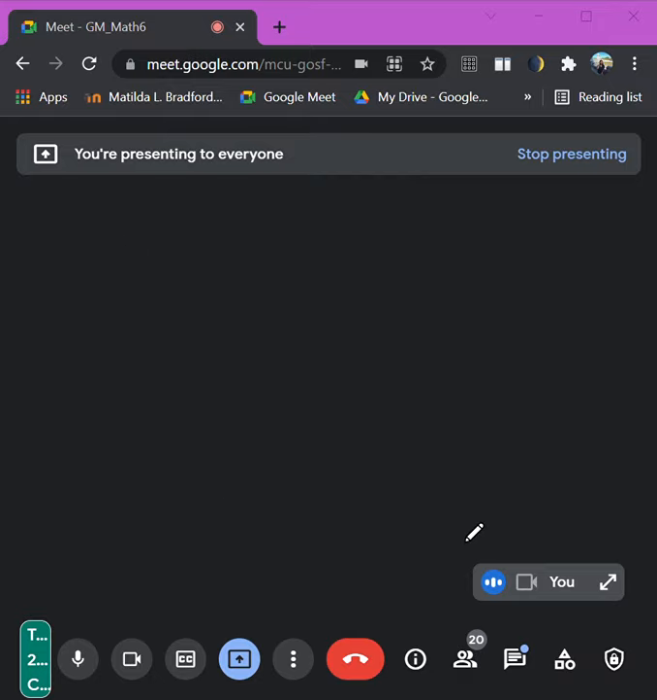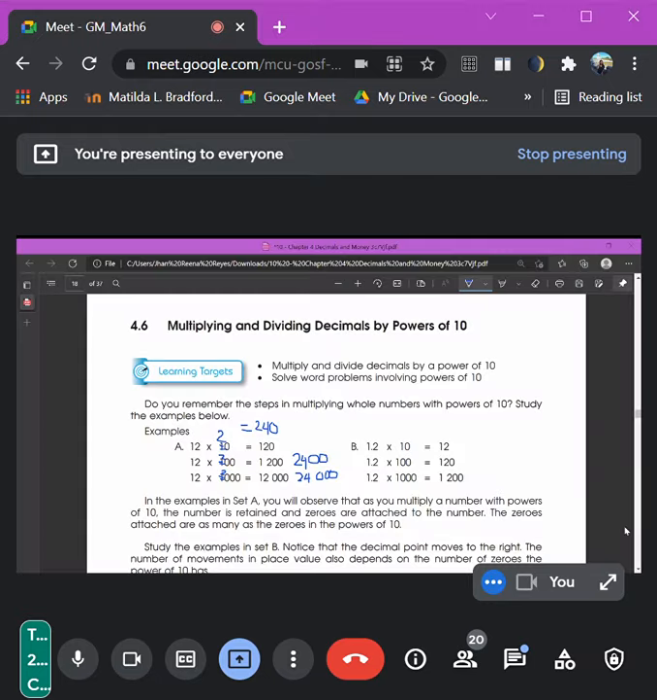And for this one, 12 times 2 is again 24. Then count how many zeros. You have 1 and 2. So you have 2,400. The same process here in 12 times 2,000: 12 times 2 is 24 again, and then copy the 3 zeros. So you have 24,000. Okay, did you get it? That is how we multiply whole numbers.